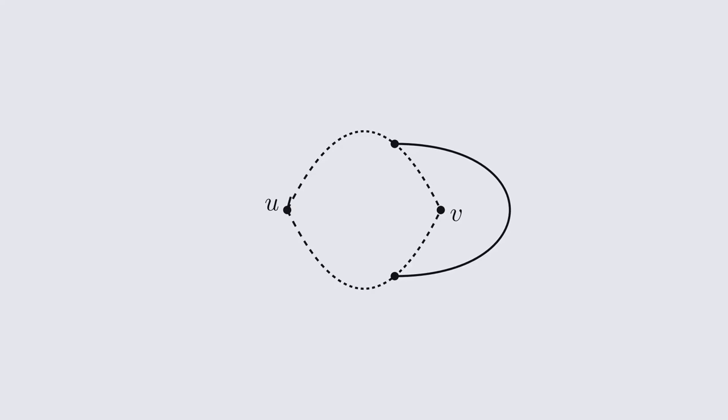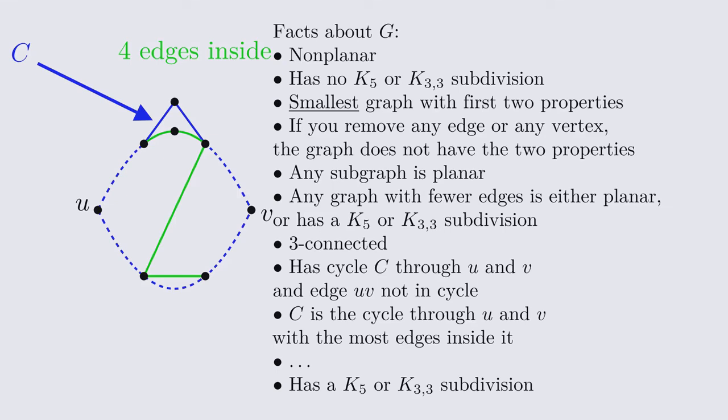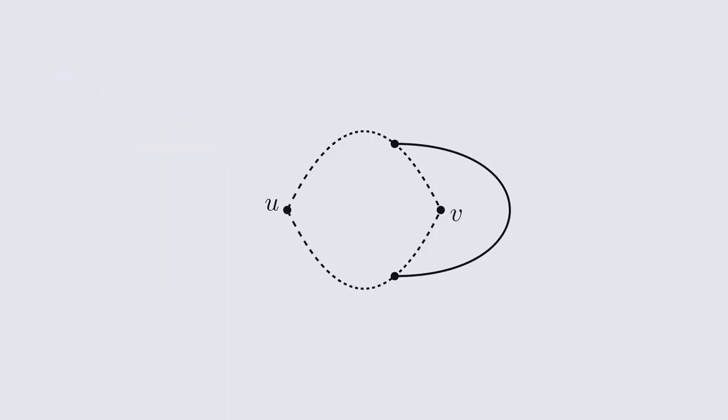Remember, G is nonplanar once we add back in UV. We have to block it somehow. We need to block it both on the inside and the outside of the cycle, and the only way to block it on the outside is by using one of these exterior bridges. Let's update our picture of G.